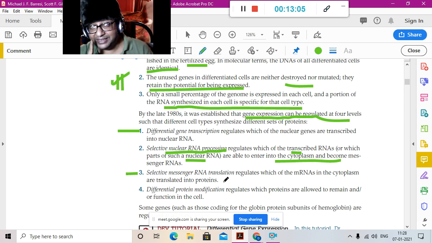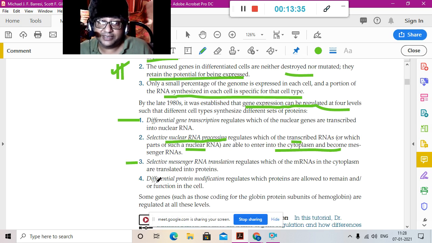There are several such non-protein coding RNAs which are transcribed, but they are not translated. So there is a selection: this is going to be translated, this is not going to be translated. So at the level of translation, there is a sort of regulation which takes place. That is selective messenger RNA translation, which I told you about.